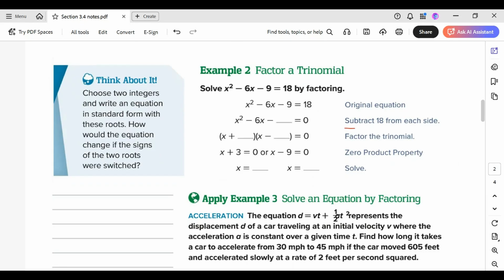In example 2, it says solve x squared minus 6x minus 9 equal to 18 by factoring. Again, we're going to subtract 18 from each side, so I get x squared minus 6x minus 27 equal to 0. We're going to factor the trinomial.